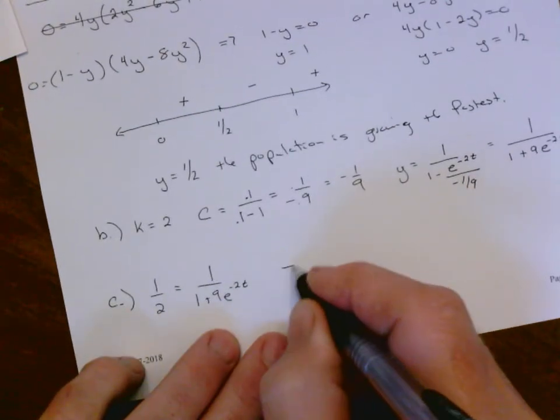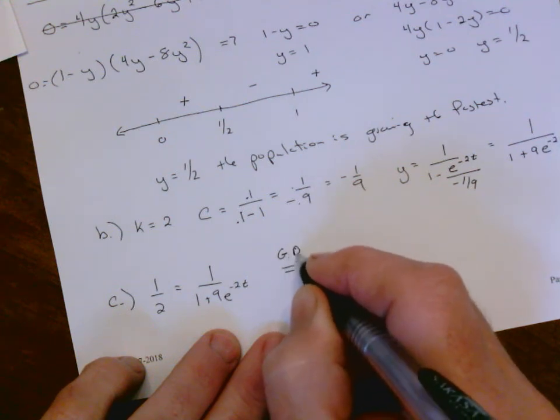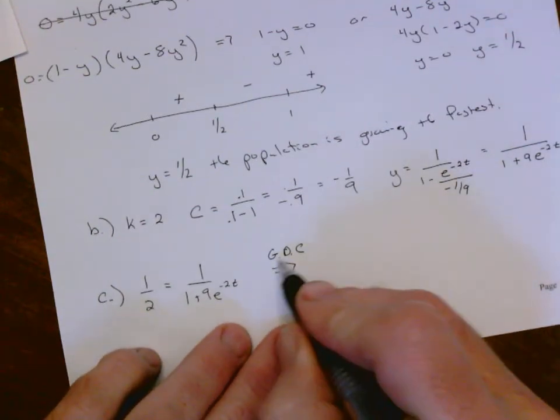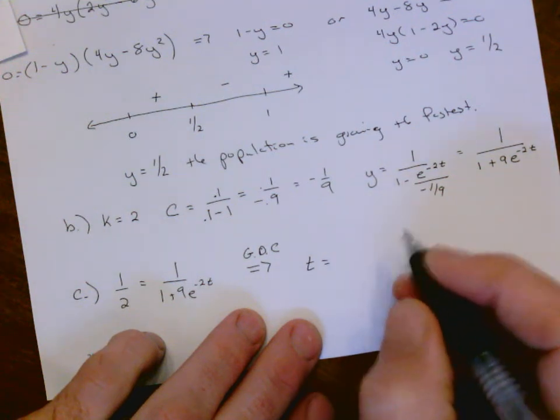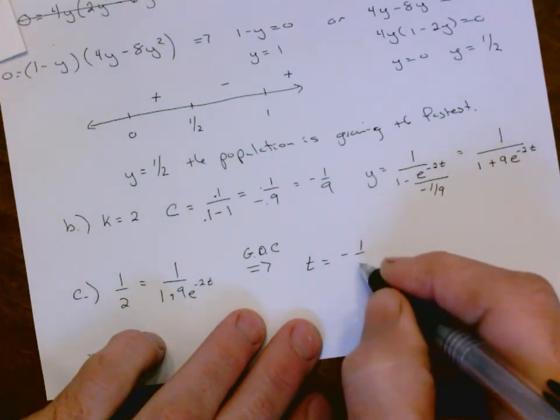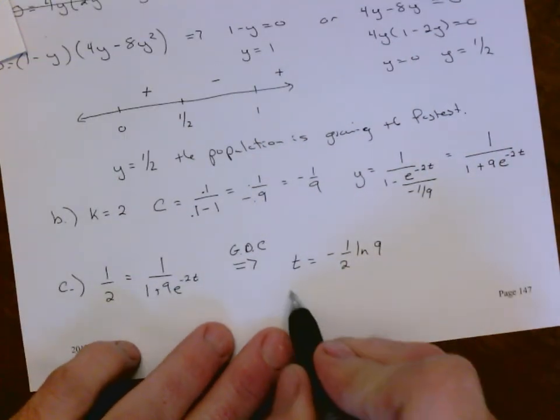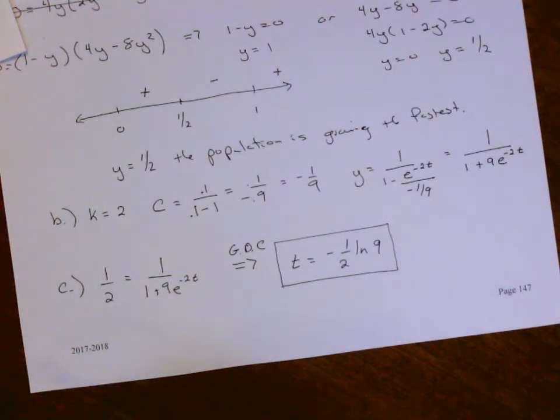And then using our graphing calculator, we have t turns out to be equal to negative 1/2 ln of 9, just solving it for t. Okay, and that concludes it. We are officially done with all of our content for Calc BC. Congratulations, now time to prep for the exam.